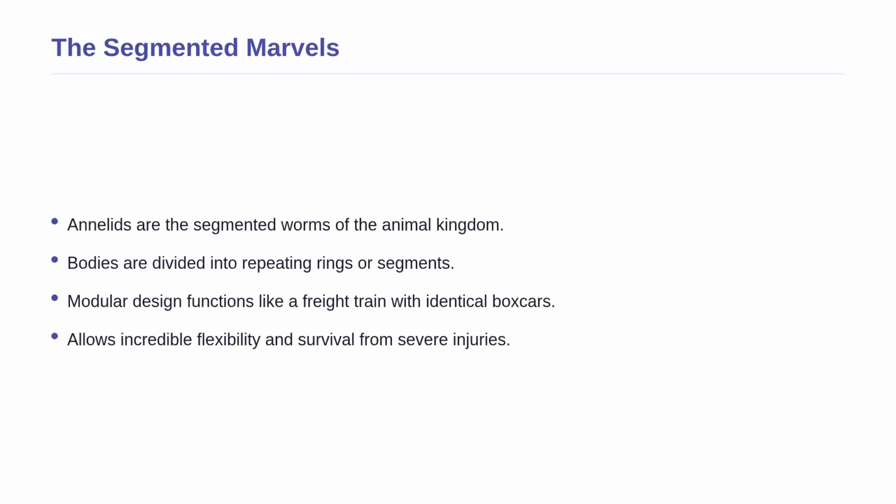To begin our exploration, imagine a long freight train made of dozens of identical boxcars connected end to end. If one boxcar gets slightly damaged, the rest of the train can still function independently because of this modular design. This is exactly how the body of an annelid, like your common garden earthworm, is built by nature. Annelids are the segmented worms of the animal kingdom, and their bodies are divided into a series of repeating rings or segments. This brilliant evolutionary design allows them to move with incredible flexibility and survive injuries that would be fatal to other creatures.